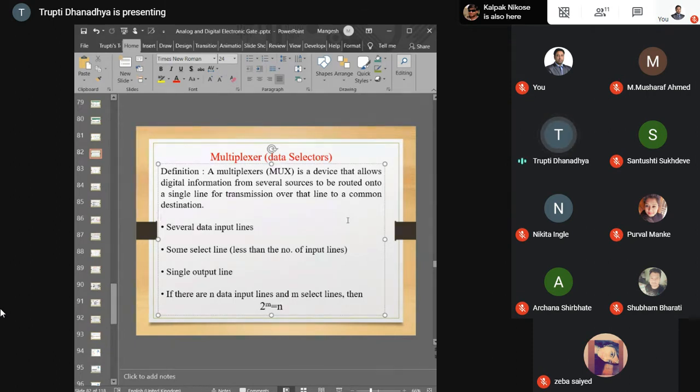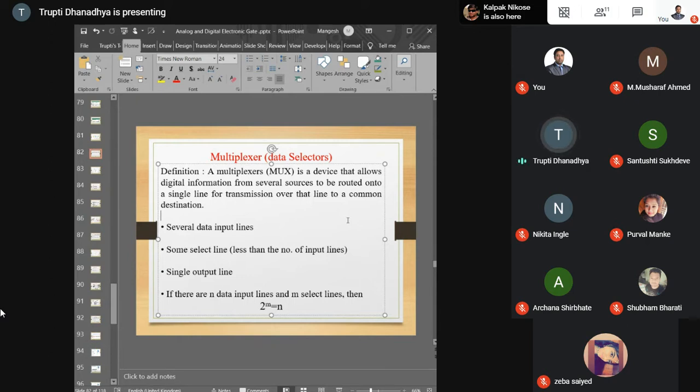As I already told you, in a multiplexer there are a number of inputs and only one output, so we require selector lines for that. That's why the multiplexer is also called a data selector. There are several input lines, and some selector lines, fewer than the number of input lines, and a single output is present in the multiplexer.